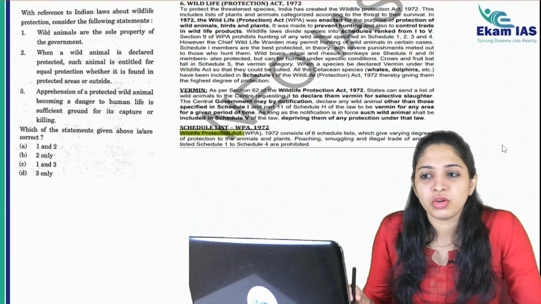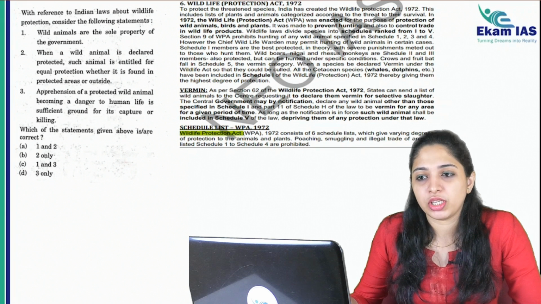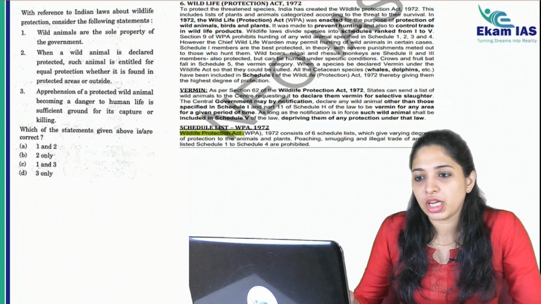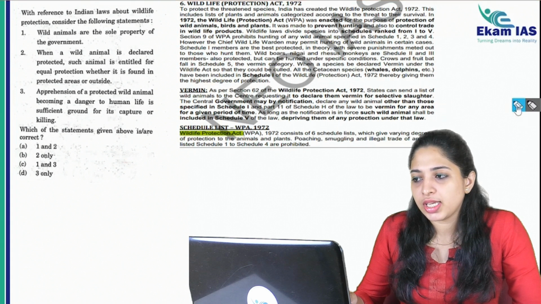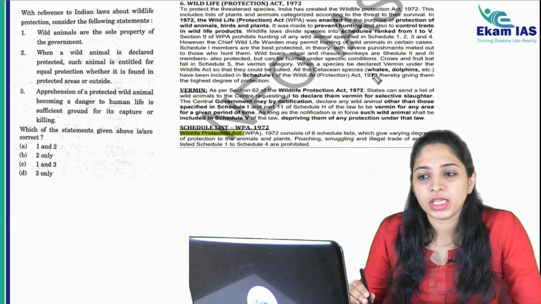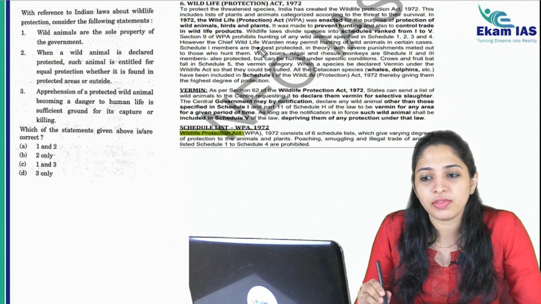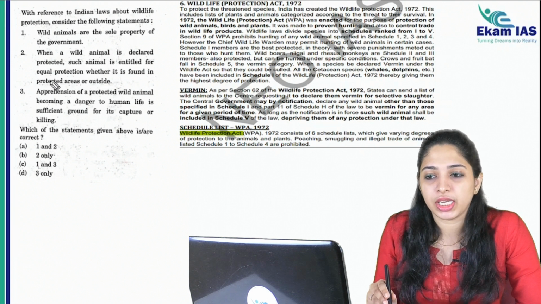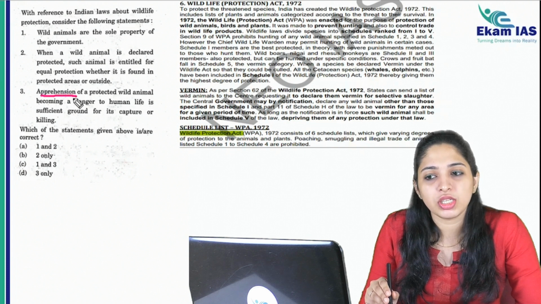With reference to Indian laws about wildlife protection, consider the following statements. Wild animals are the sole property of the government. Let this statement be there, I am not sure. Next statement. When a wild animal is declared protected, such animal is entitled to equal protection whether it is found in protected areas or outside. Let it be there. Apprehension of a protected wild animal becoming a danger to human life is sufficient ground for its capture or killing. Mere apprehension is not a ground. By mere apprehension, we cannot kill an animal.